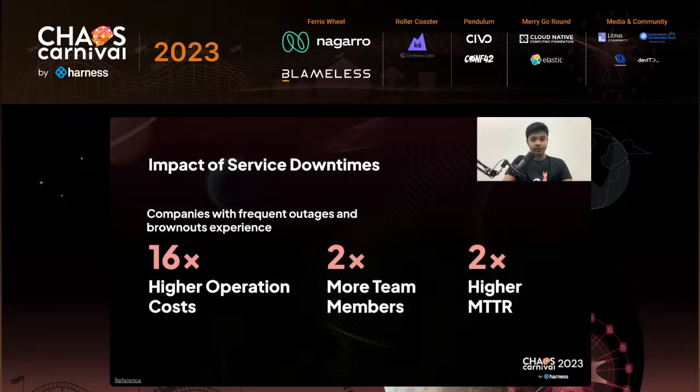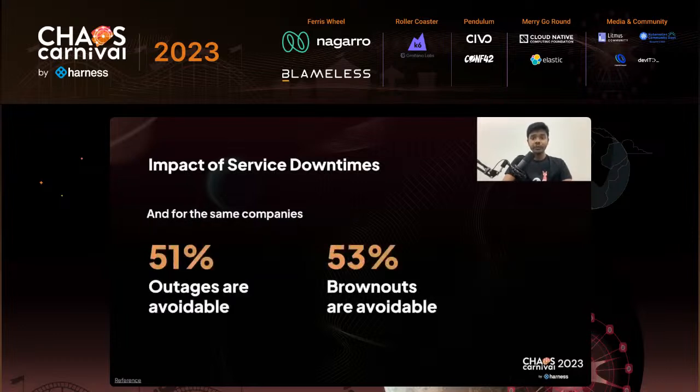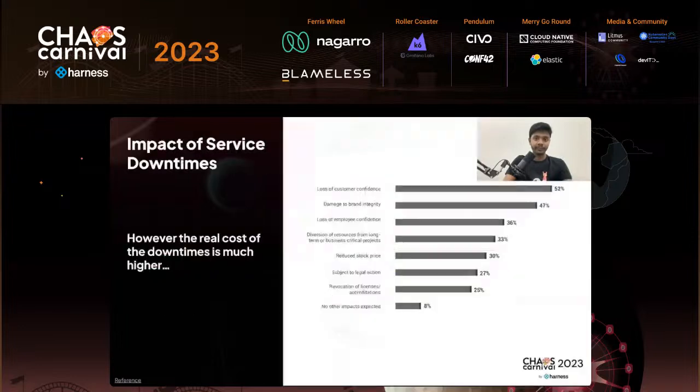While these figures by themselves indicate the level of threat that service downtimes and service brownouts pose, they don't cover the big picture. But before that, we should also factor in that 51% of these outages and 53% of the brownouts could have been avoided, as found out as part of that report. Therefore, it's a good opportunity to take a step back and try to understand what are the factors responsible.